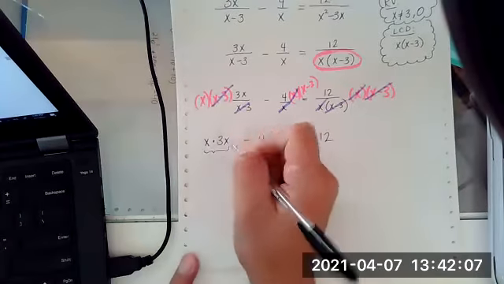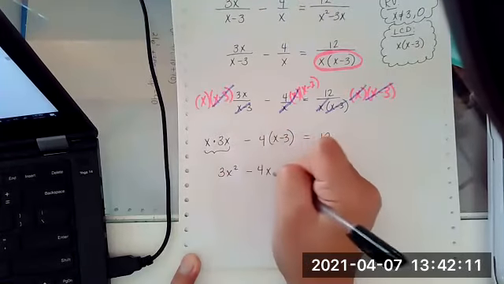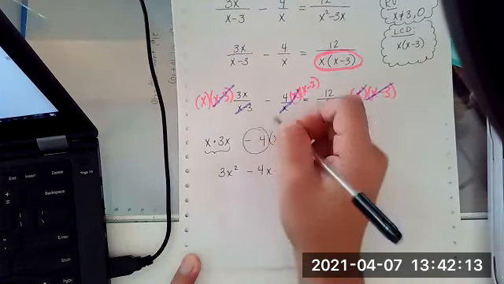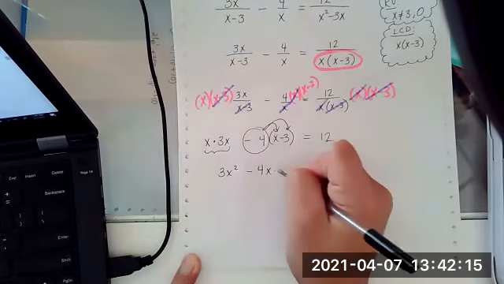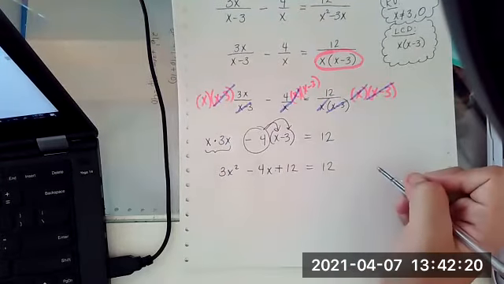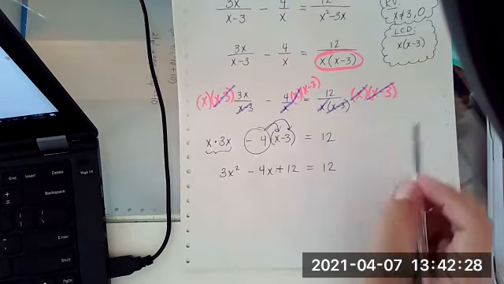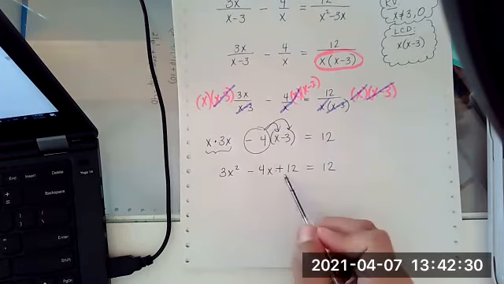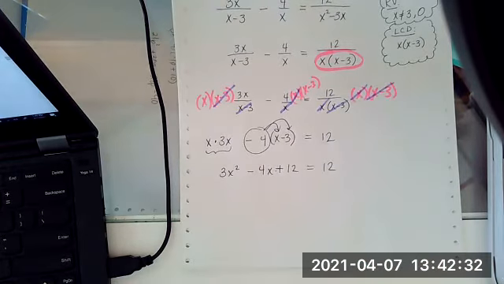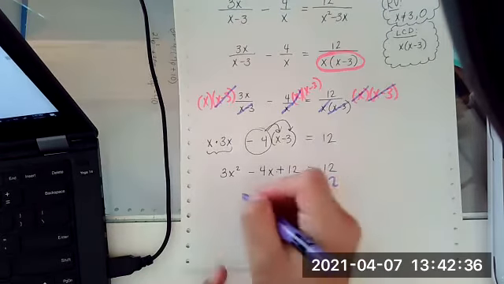So we can multiply this out. We get 3x squared minus 4x, and this is distributing. So we get a positive 12 here equals 12 there. So this is beginning to look like a quadratic. We can move this 12 over here, but you'll notice that as soon as you do that, both of the 12s will cancel out.